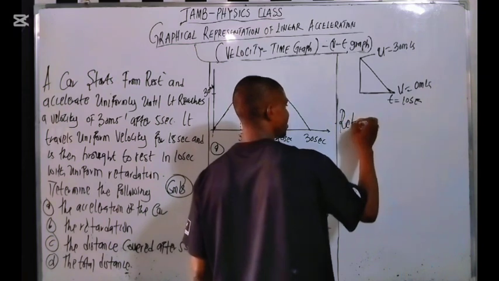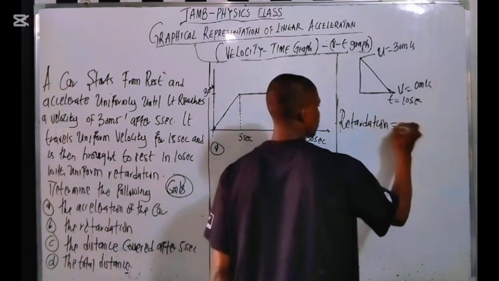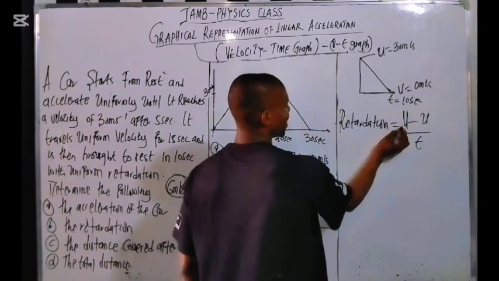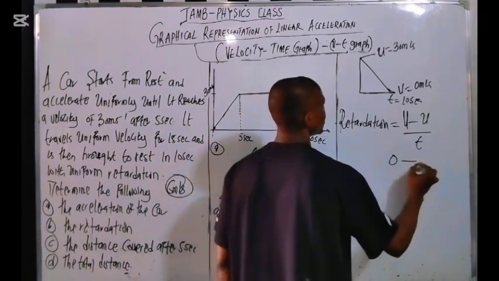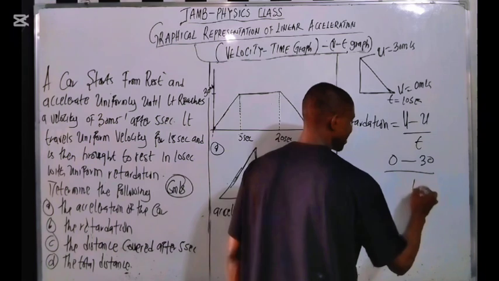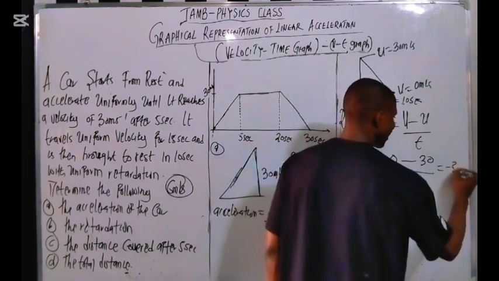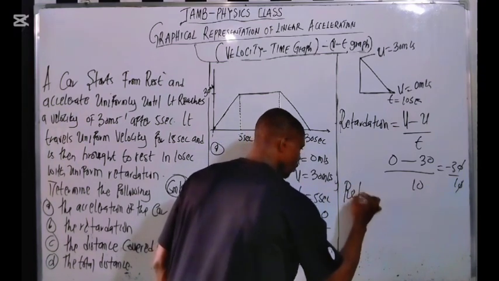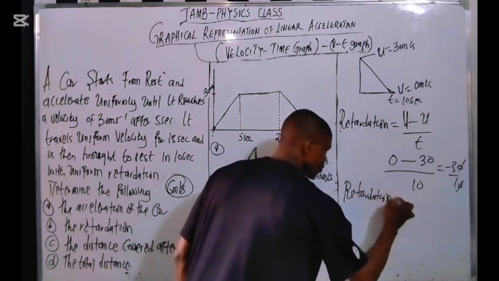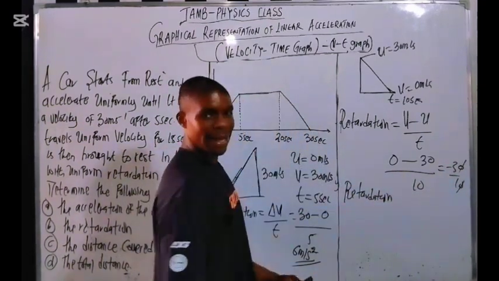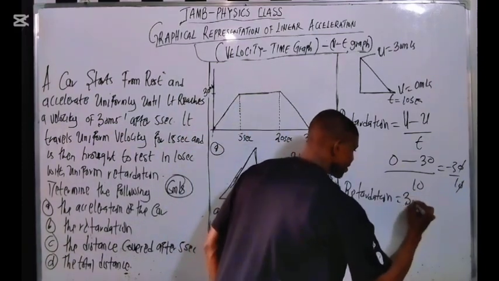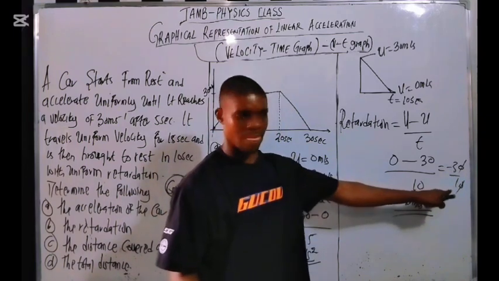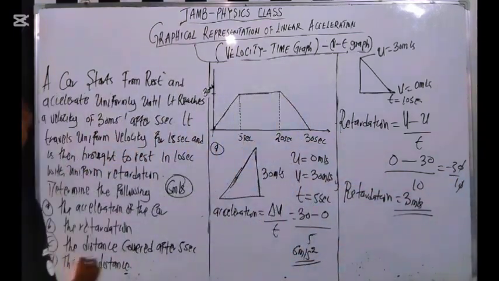You can say retardation equals final minus initial over t. My final is 0, my initial is 30, over 10. You get minus 30 over 10. So my retardation here, we have to ignore that minus, is 3 meters per second squared. That is it, it decreases. So we are done with this one.